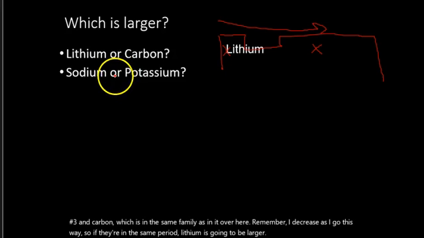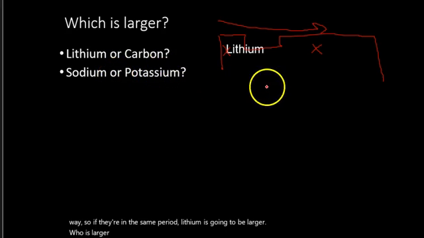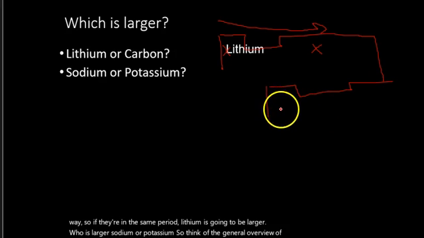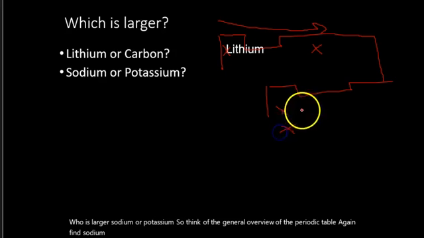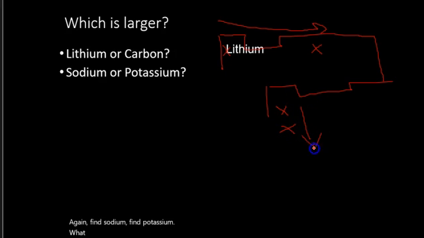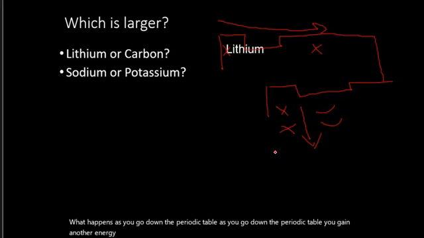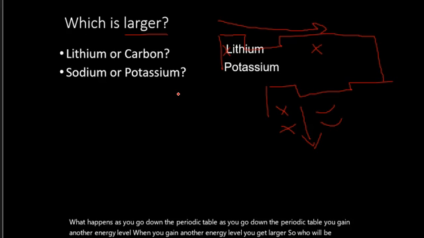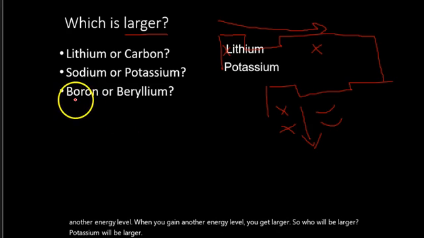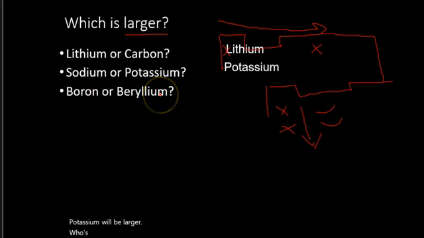Who is larger, sodium or potassium? So think of the general overview of the periodic table again. Find sodium, find potassium. What happens as you go down the periodic table? As you go down the periodic table, you gain another energy level. When you gain another energy level, you get larger. So who will be larger? Potassium will be larger.